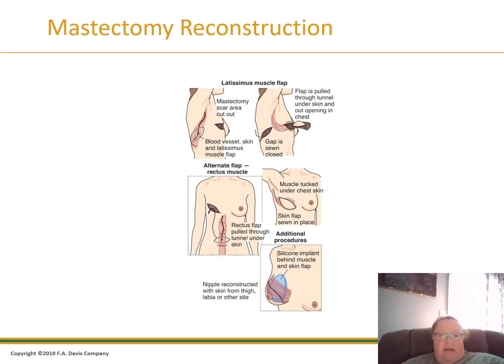All right, so this is a mastectomy reconstruction. You know, some women, I mean, it's becoming less and less, but some women were okay with just not having breasts.